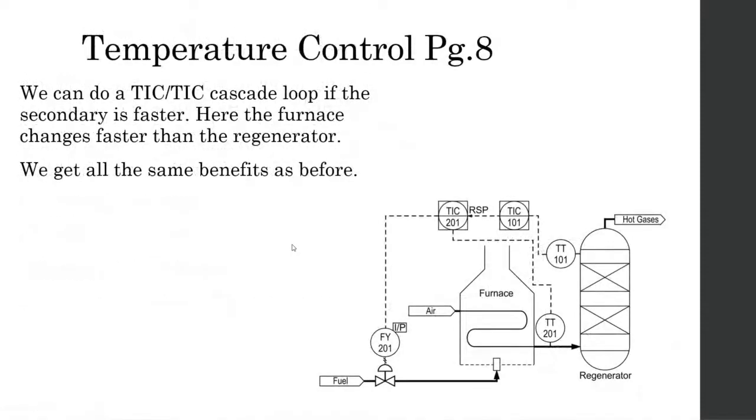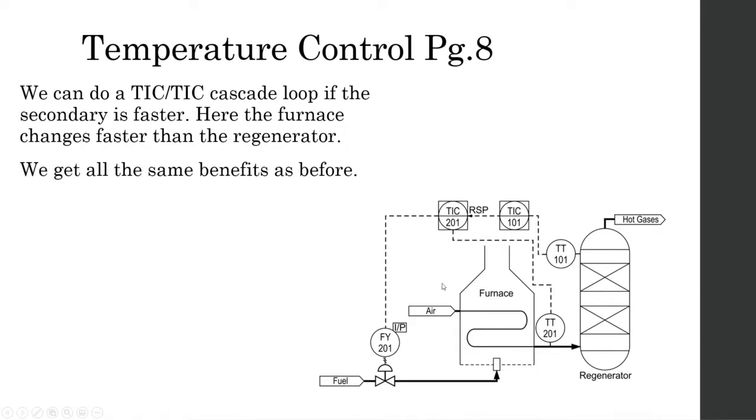Temperature control loop, we can, and this is kind of an odd circumstance, but here's a furnace, for example, that's got a regenerator attached to it. We can do a temperature controller cascade loop, providing that the secondary loop is faster. Again, it has to be faster or there's no benefit to even bothering. So here, the furnace temperature changes faster than the regenerator temperature. And because of that, we get all the benefits we can get from cascade here.